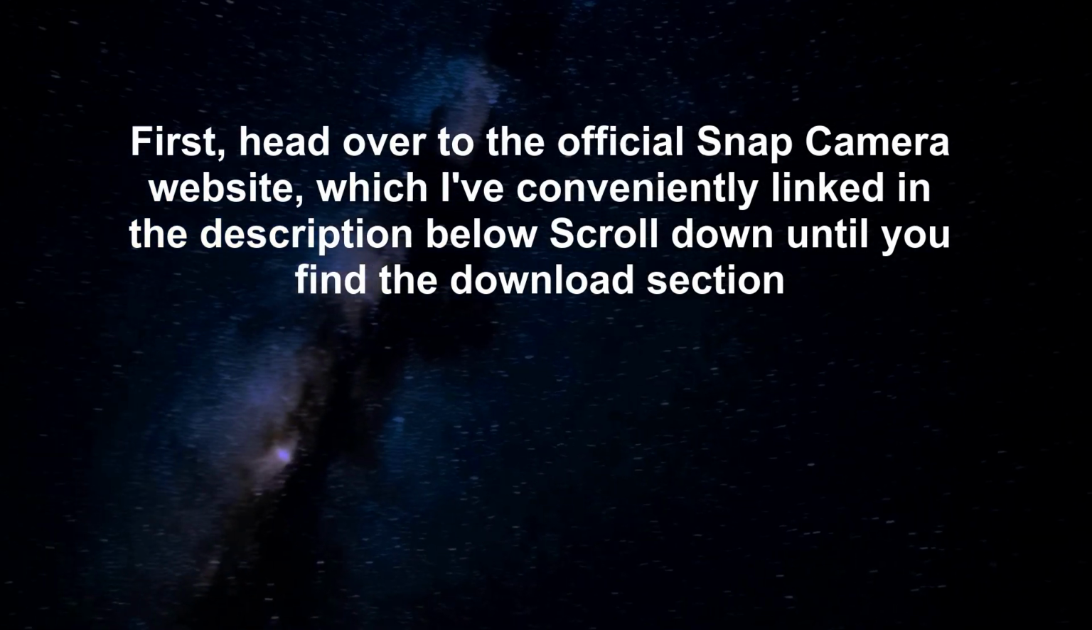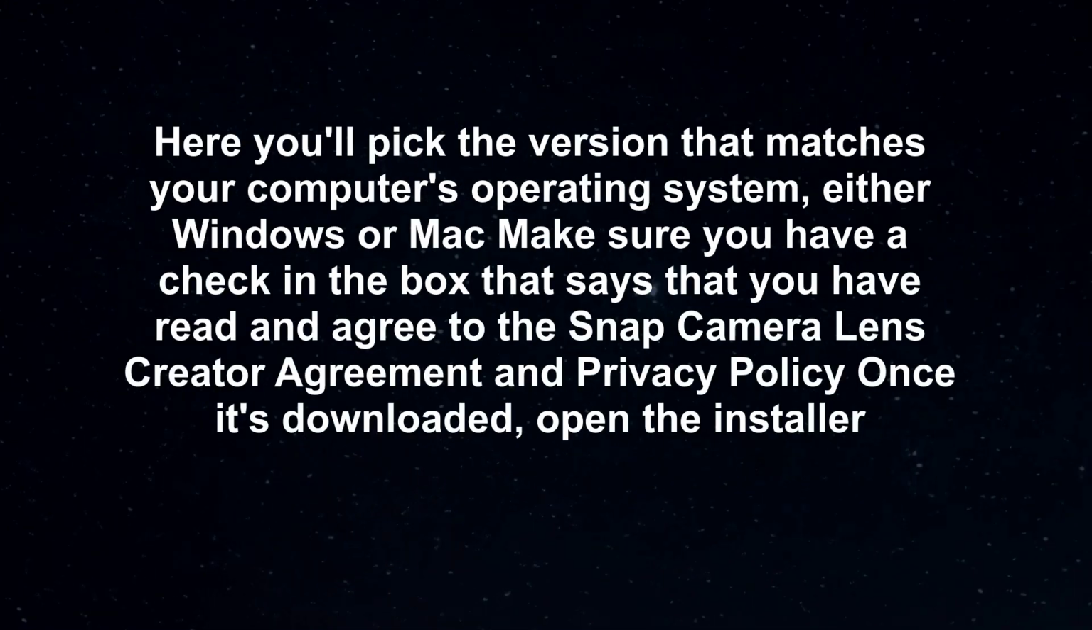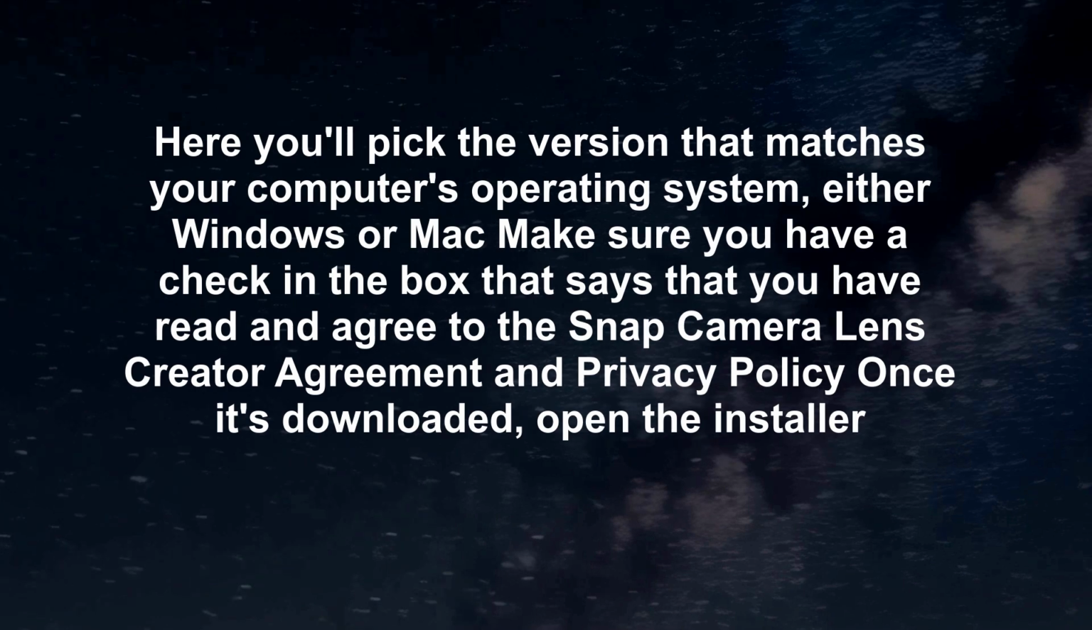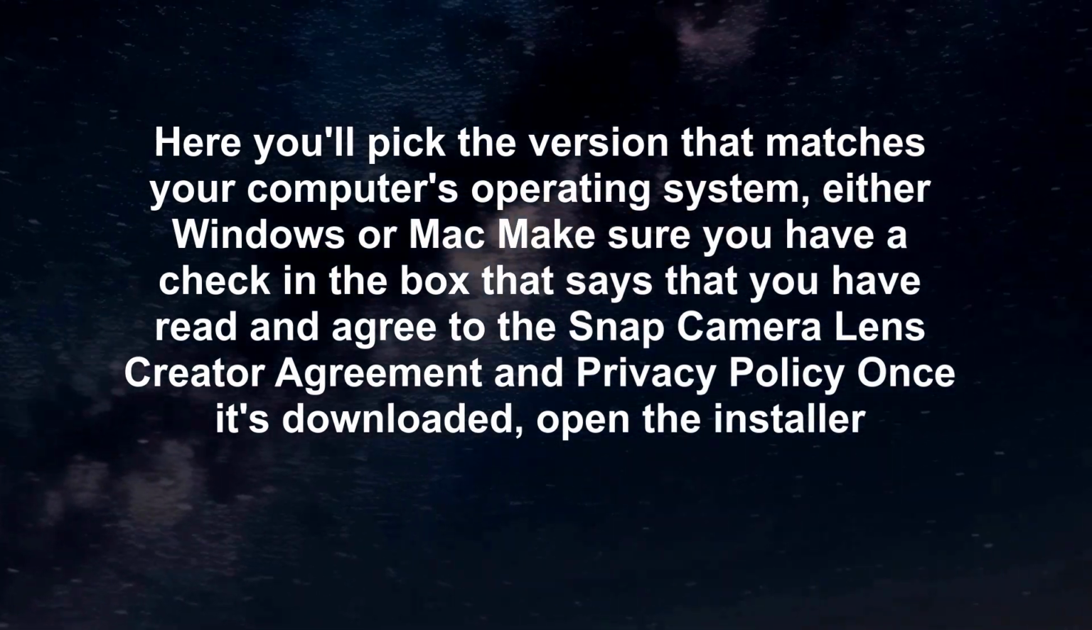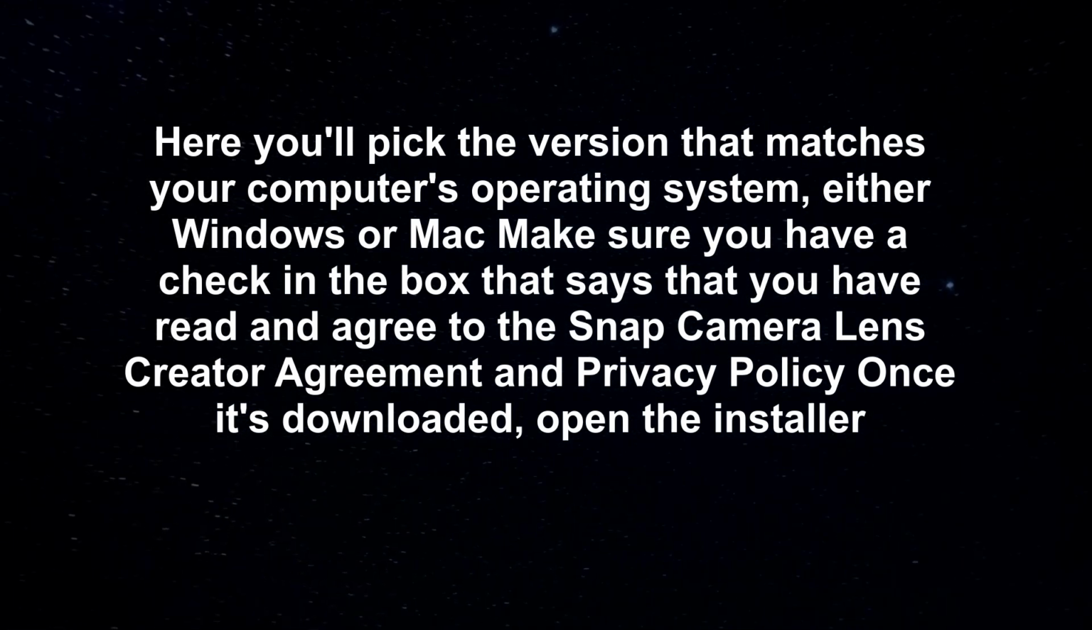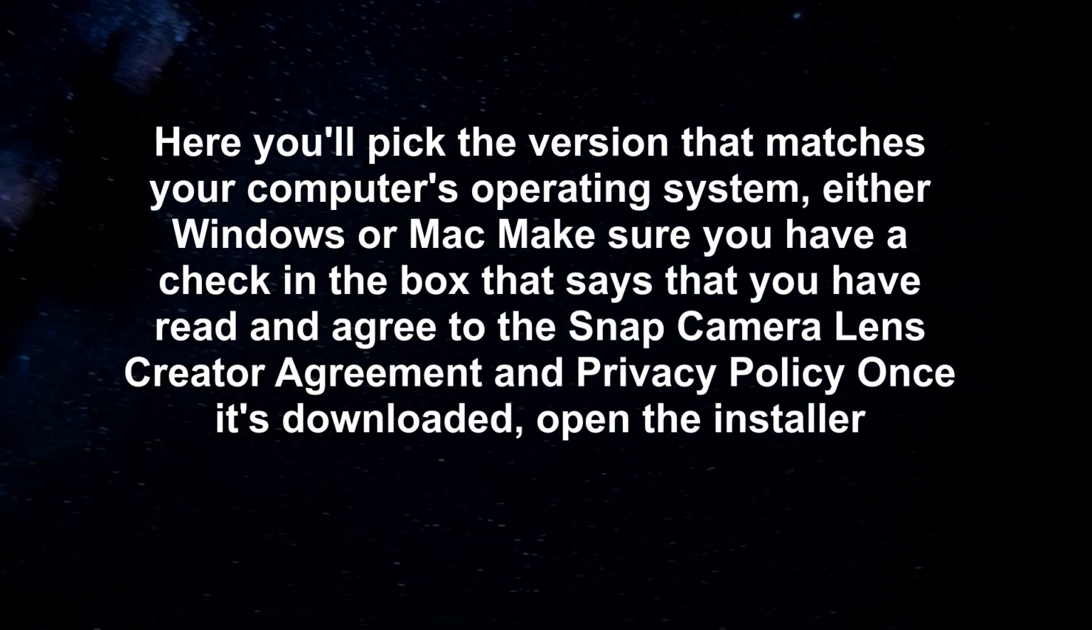Scroll down until you find the download section. Here you'll pick the version that matches your computer's operating system, either Windows or Mac. Make sure you have a check in the box that says that you have read and agreed to the Snap Camera Lens Creator Agreement and Privacy Policy.